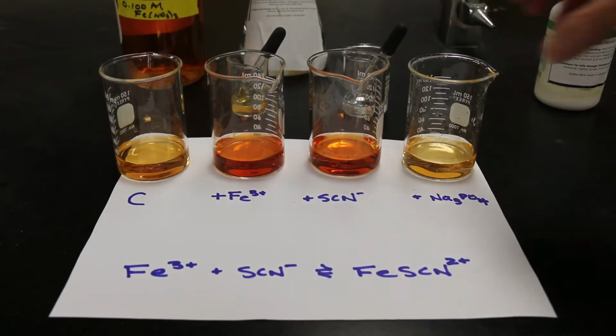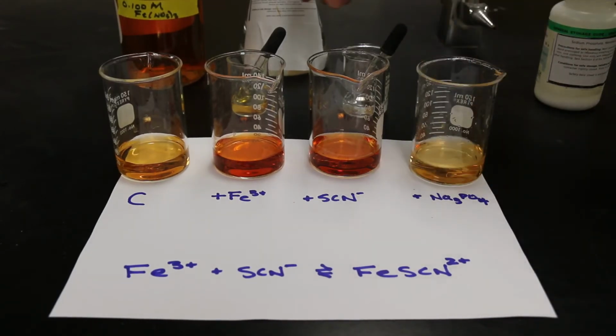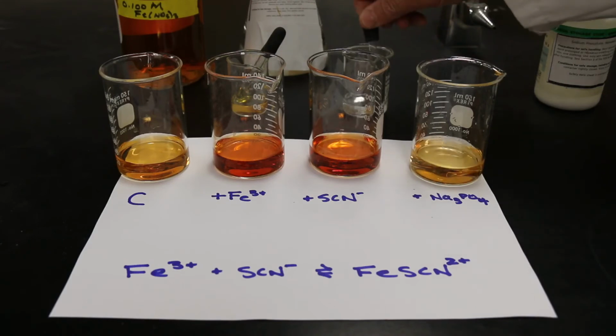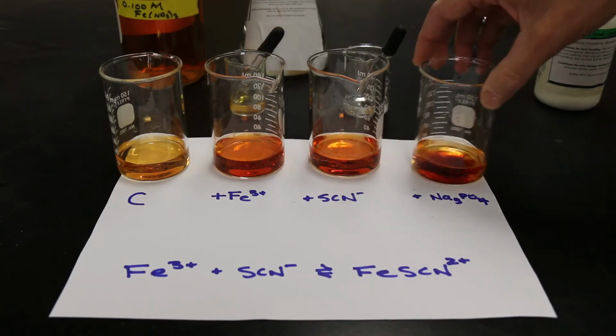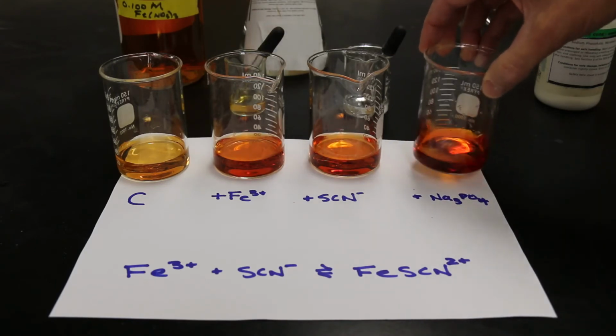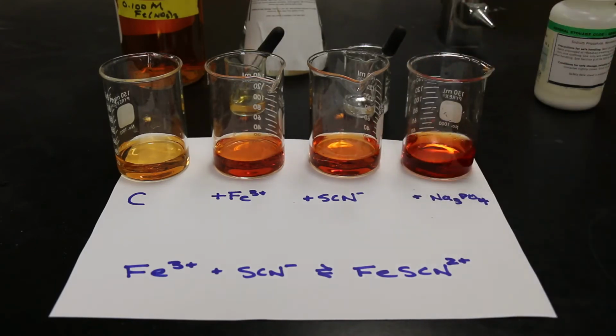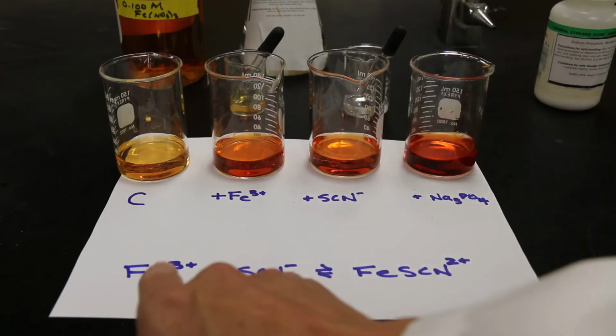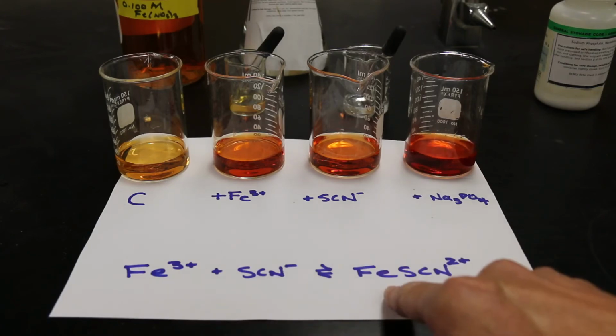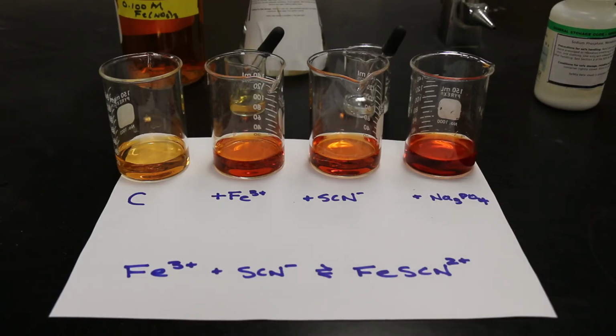For the last beaker, I'm going to do something a little bit different. I'm going to add about the equivalent amount of the iron(III) nitrate and potassium thiocyanate to get a deep dark red solution, which makes sense. We're adding both of the reactants. We're shifting this equilibrium to the right to produce more products.